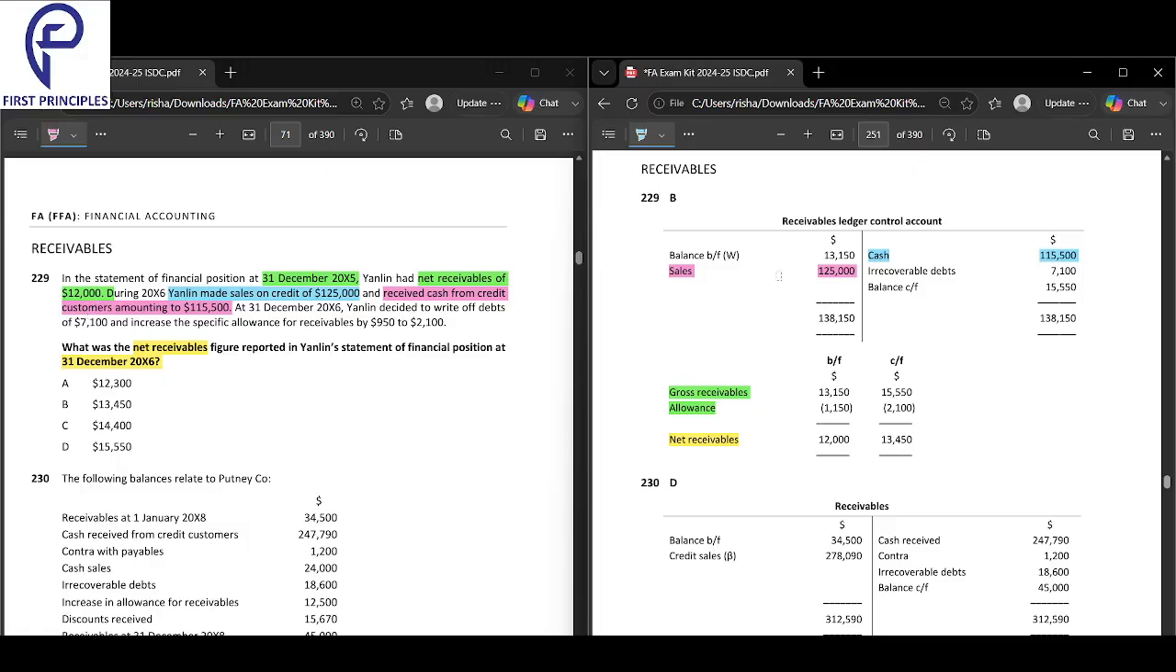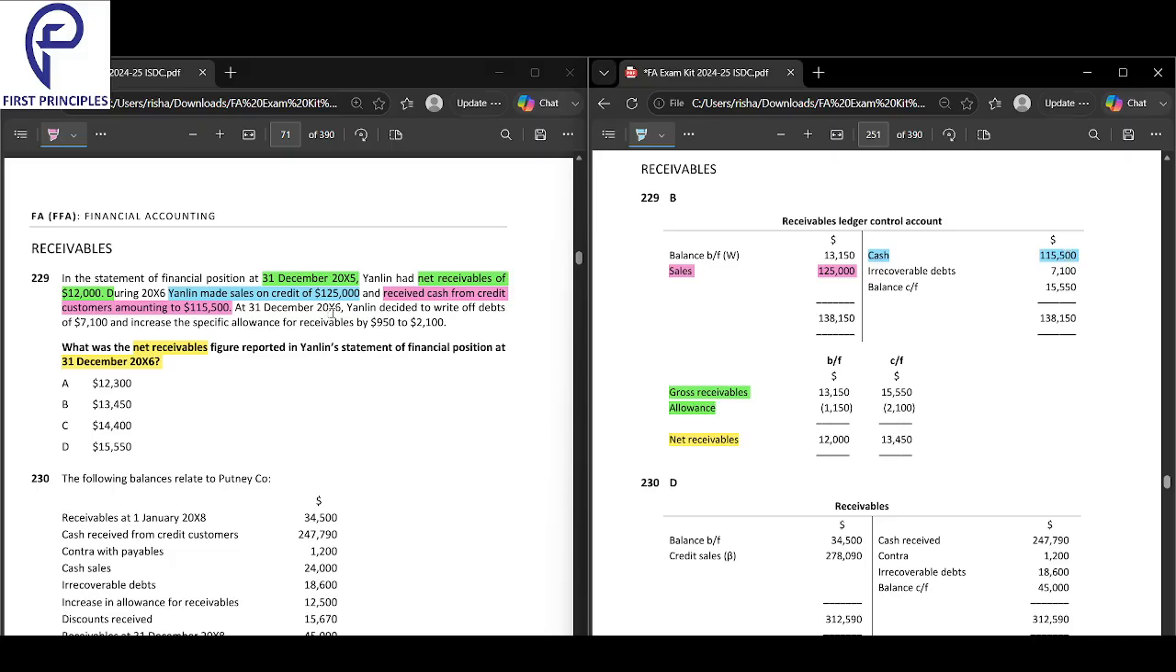During the year, we made more sales of 125,000. This will further increase our receivables. And we received cash from credit customers amounting to 115,500. This will further reduce our receivables. Sales will increase our receivables. Cash will reduce our receivables.